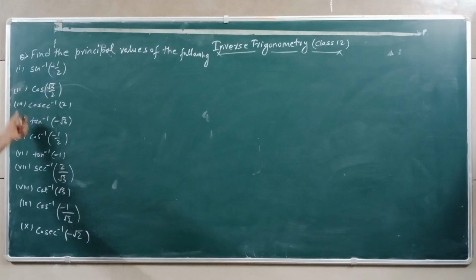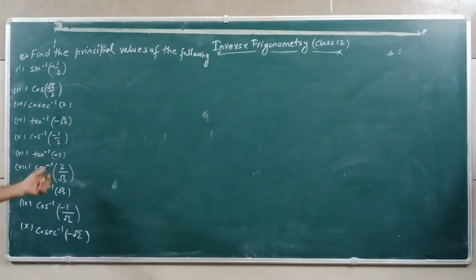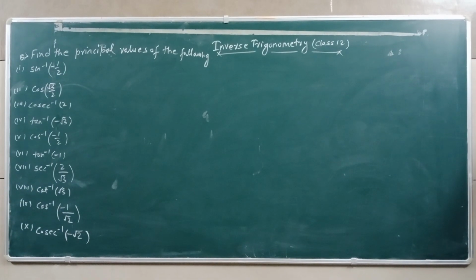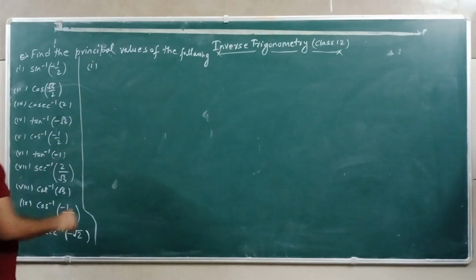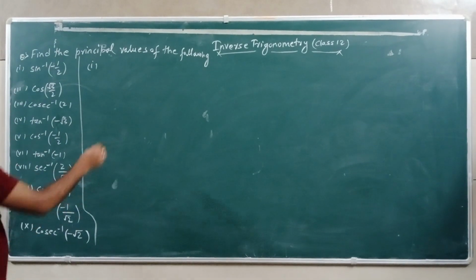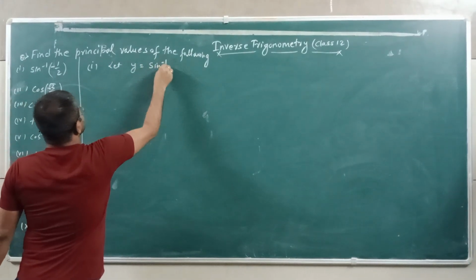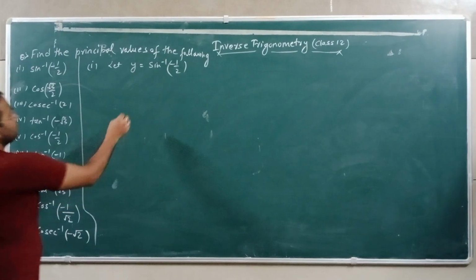So here the questions are written: sine inverse minus 1 upon 2, cos inverse root 3 upon 2, cosec inverse minus 2, tan inverse minus root 3, cos inverse minus 1 upon 2, tan inverse minus 1, sec inverse 2 upon root 3, cot inverse root 3, cos inverse minus 1 upon root 2, cosec inverse minus root 2. So let us see how you will write it. First is sine inverse minus 1 upon 2. First of all you will write, let y is equal to sine inverse minus 1 upon 2. Now this can be written as what?